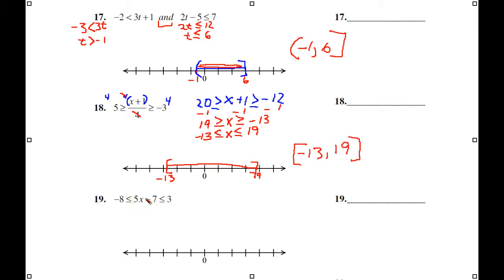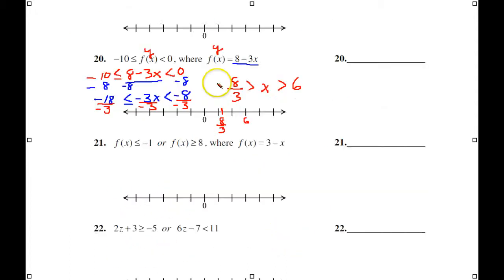Again, I won't do every one because we're already up to 17 minutes. This is done the same way. We're going to add 7, then divide by 5, and do a similar thing.